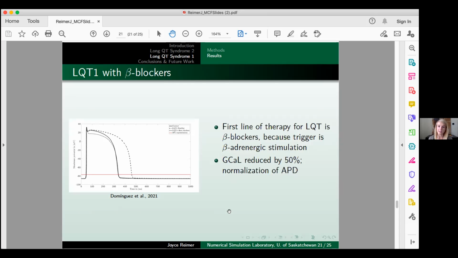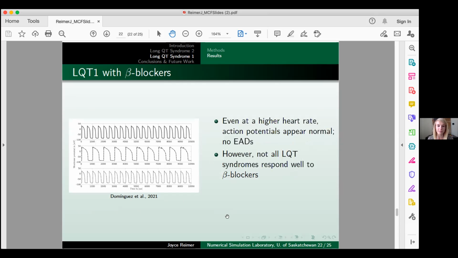And then again, we wanted to simulate a therapy. A common first line is beta blockers. We reduced the calcium conductance by 50%. And again, we saw a normalization of the action potential duration. This solid line is the control, and the LQT1 without the beta blockers is this dashed line out here. Even at a higher heart rate, we saw that there were no early afterdepolarizations, and the beta blockers appeared to be working.